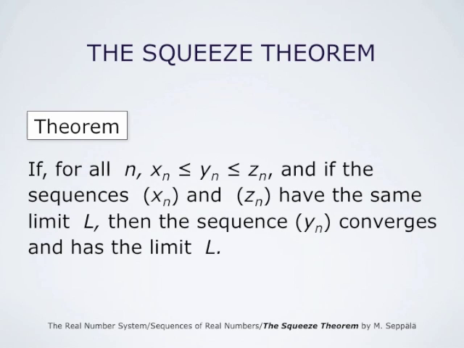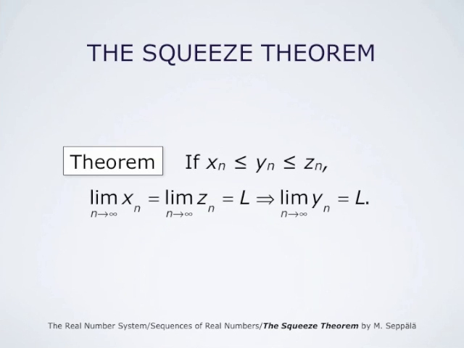Mathematically, this is expressed as the following theorem. If for all values of n, xn is always at most yn, and that is always at most zn, and if the sequences formed by the numbers xn and zn have the same limit capital L, then the sequence yn converges and has also that limit.